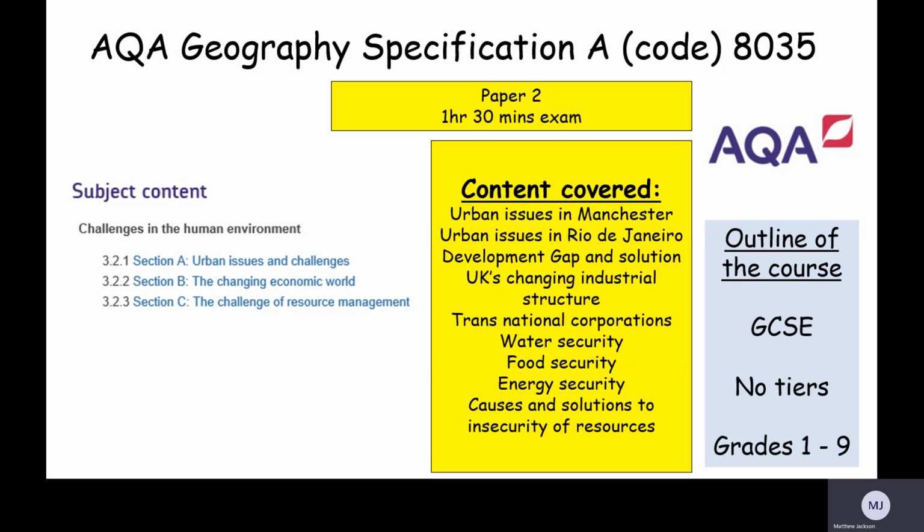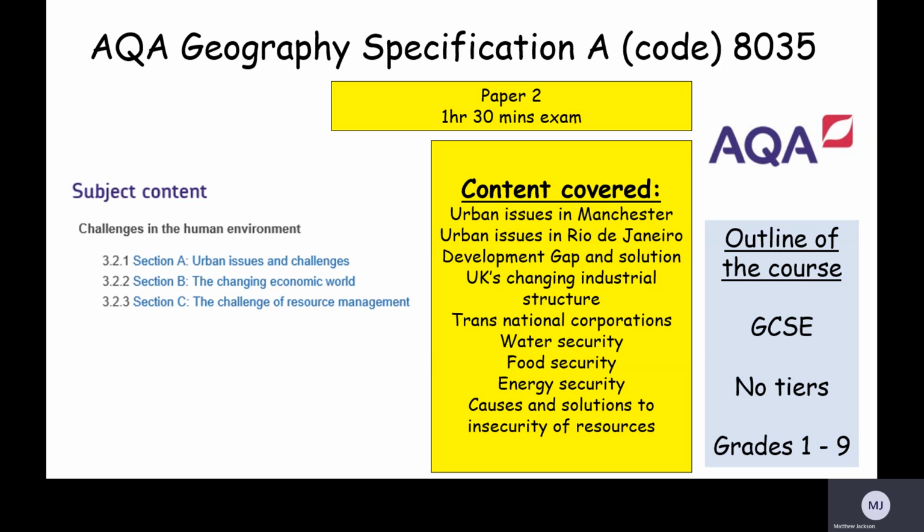initiatives by the government. We look at the development gap and solutions to that gap, looking at how we can overcome it with tourism, with microfinance. We look at the UK's changing industrial structure. So originally what was the UK and what we're moving more towards, how retail has been moved out to a post-modern industrial economy. We look at transnational corporations. So we look at different companies that spread their facilities and operations all over the world, and the reasons why that is and how that benefits them.